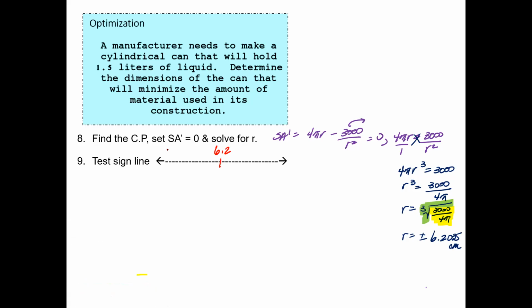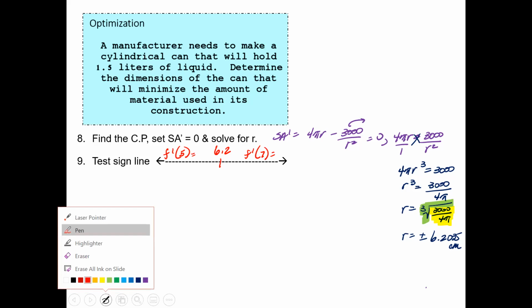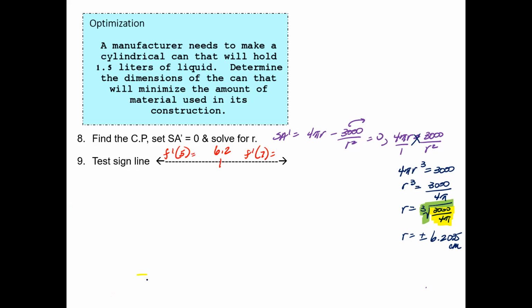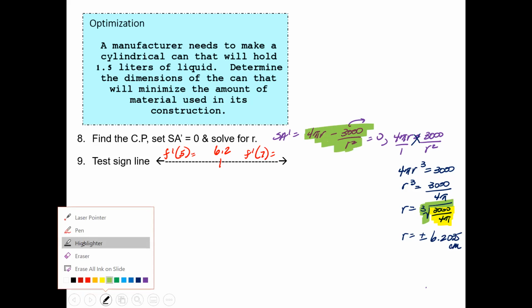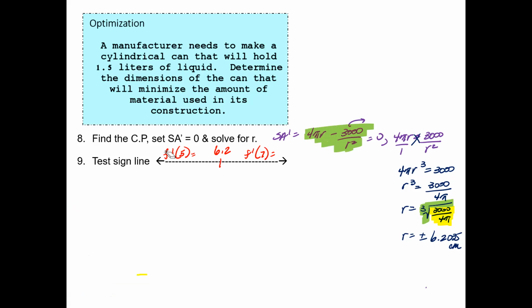Then I'm going to test a point on the left side of this, so that could be a 5, and a point on the right of this, which could be a 7. And then I'm going to plug this into my first derivative equation, and just keep in mind your first derivative equation is right here. I shouldn't write f prime because I'm so accustomed to using f prime, but really it's actually SA prime. So let's change that. And that does matter if you're doing this on a free response question.